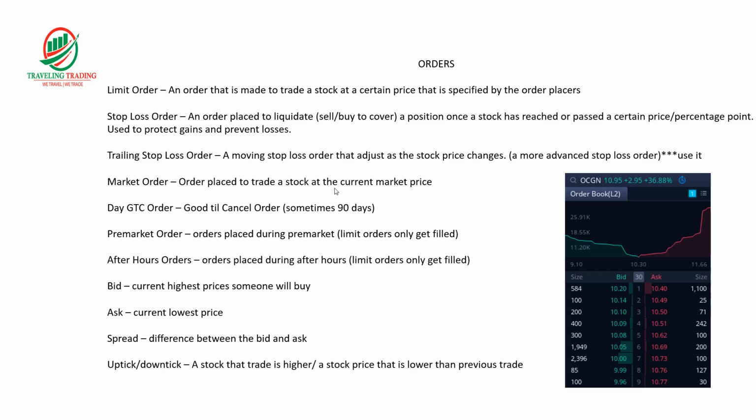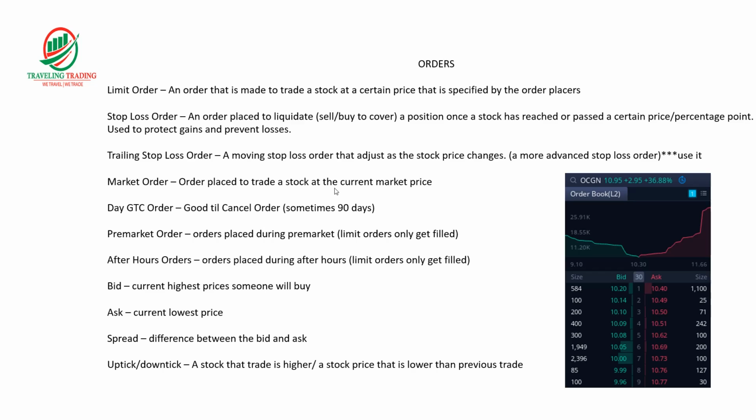All right, what is a limit order? We're going to go over these orders real quick. A limit order is an order made to trade a stock at a certain price point that's specified by the person that placed the order. So if you say, I want to buy this stock at $3.50, until that stock hits $3.50, your order will not get executed. Or at that point or better.